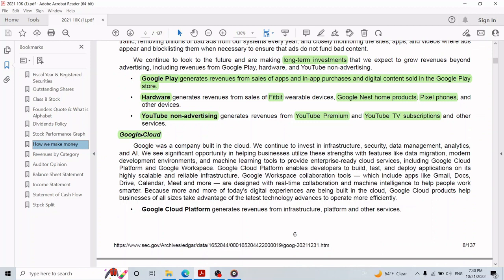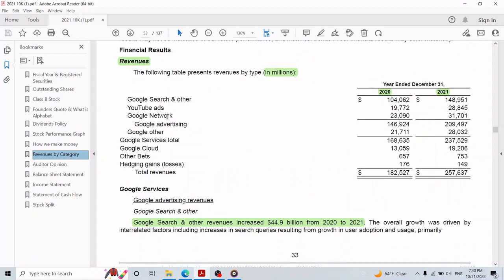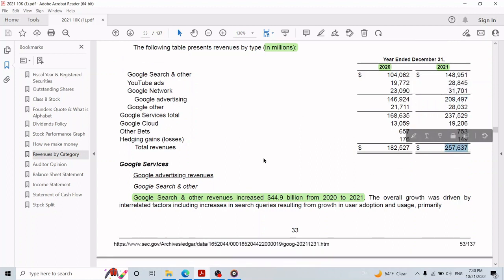And of course, we know that they are very big in Google Cloud. And all other sources of revenue that come from trying to apply technology to bigger problems, they call Other Bets. And in this section, you can see the biggest chunk comes from Google advertising, which is about $209 billion out of $257 billion for the year 2021.